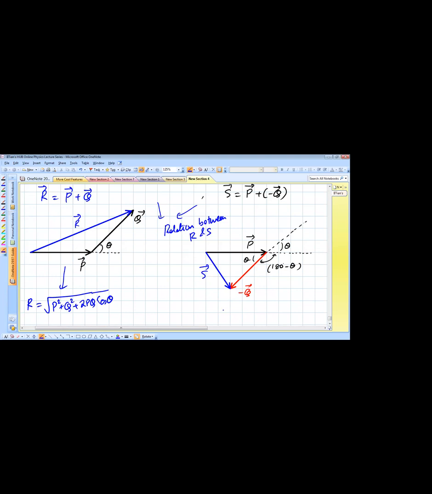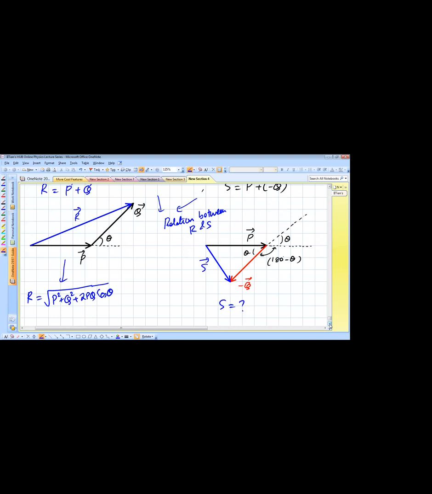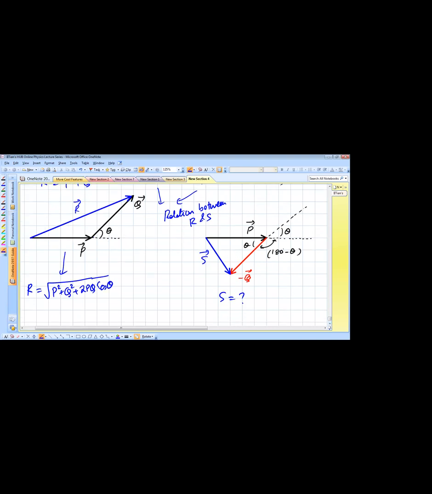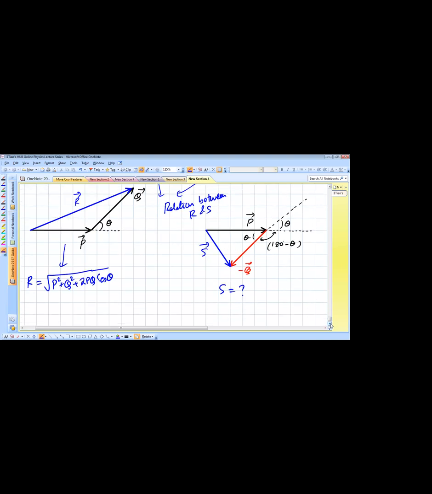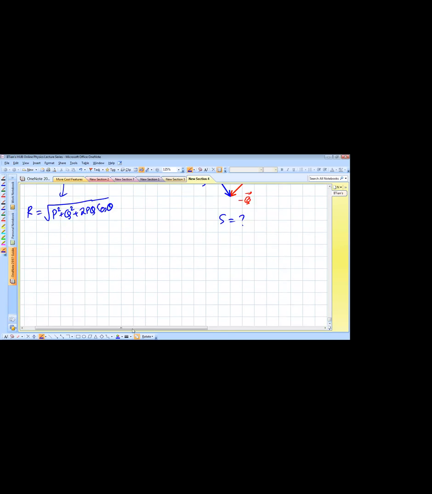But as of now, I don't have the relationship of S. So what I'll do is, I'll do the same treatment to this triangle like I've done here and solve using trigonometry. So let's see how we'll do that. In that triangle, just redrawing it, this side was P.